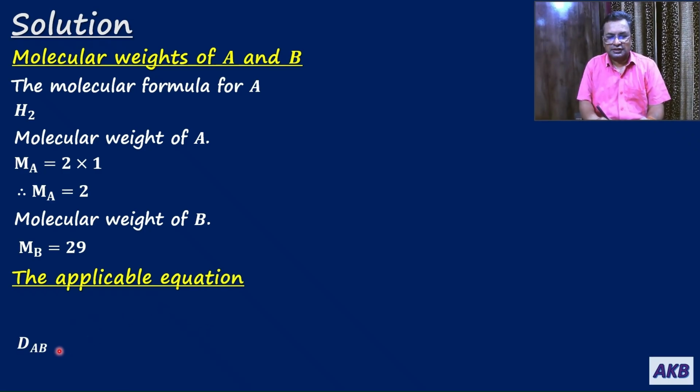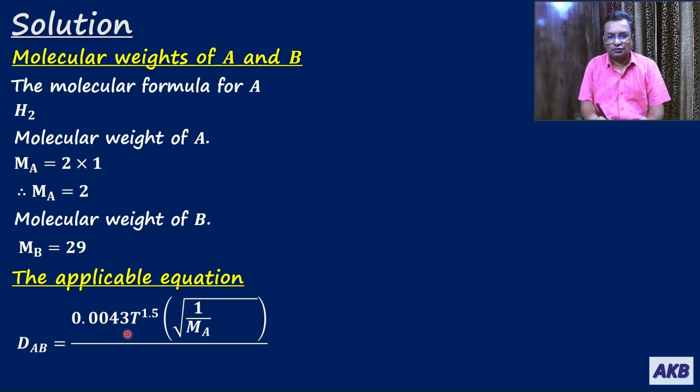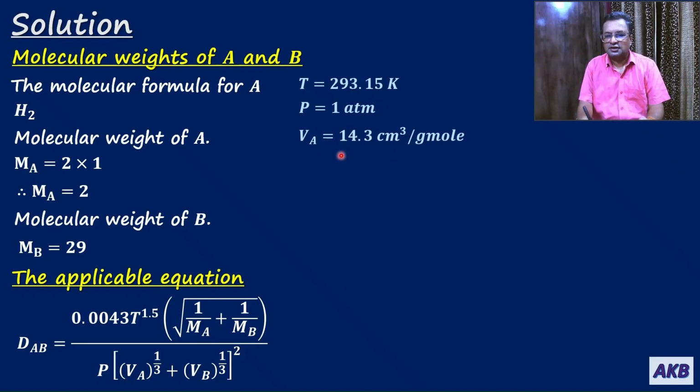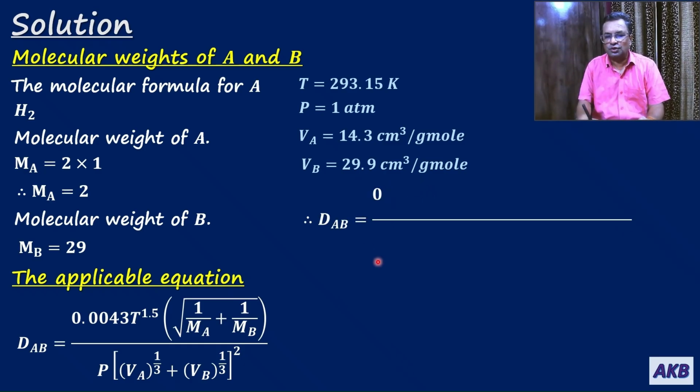Which is the applicable equation? Gilliland's equation. The equation is DAB is equal to 0.0043 T raised to 1.5 into under root of 1 upon Ma plus 1 upon Mb, divided by P into (Va raised to 1 by 3 plus Vb raised to 1 by 3) and square of this sum. Now let us use the values that are known to us. Temperature is 293.15 Kelvin. Pressure is 1 atmosphere. Va is 14.3 centimeter cube per gram mole. Vb is 29.9 centimeter cube per gram mole.